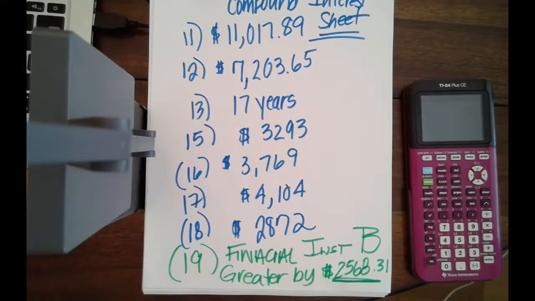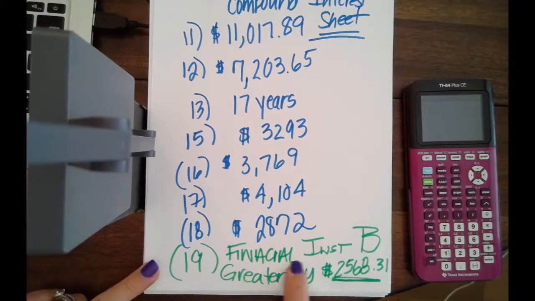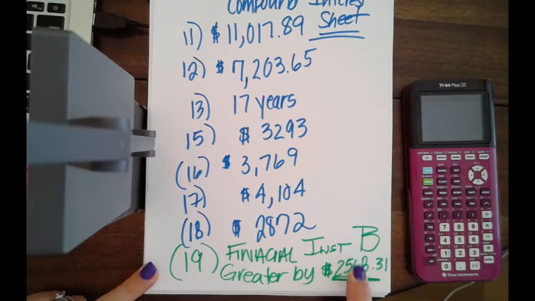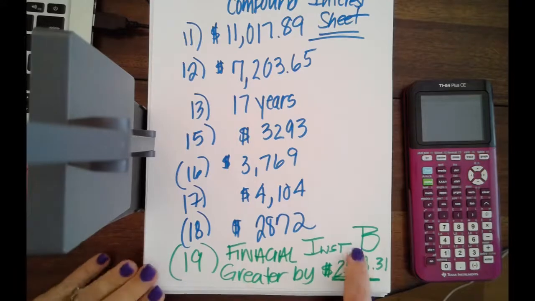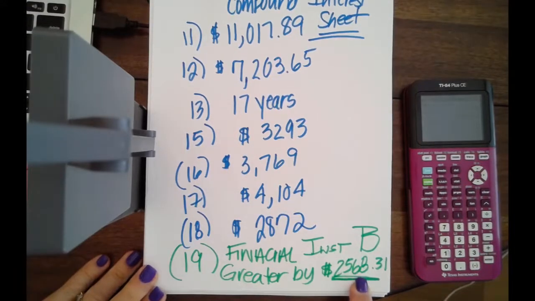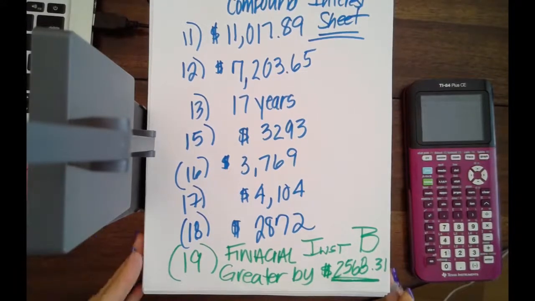Obviously, financial institution B did, and by how much. That's a great life application problem, because you would not want to put your money in financial institution A if you were looking at the same time period and the same principal balance. Financial institution B is going to make you a much greater return on your investment. So that's the compound interest sheet from Chapter 7-2.